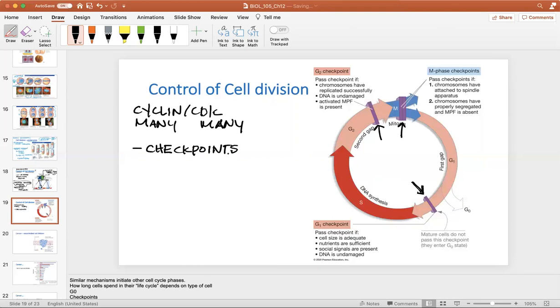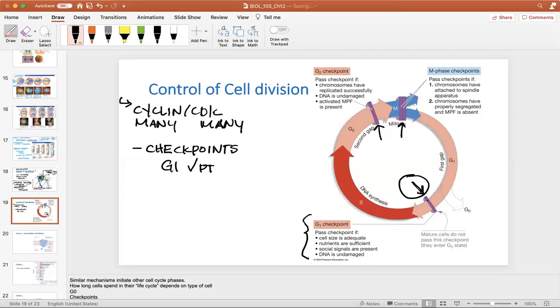And there are 3 cell cycle checkpoints that are operated using different versions of cyclin and CDK. So let's start here with what we call the G1 checkpoint, okay? And I'm just gonna put G1 checkpoint. All right, let's look at what happens in the G1 checkpoint.